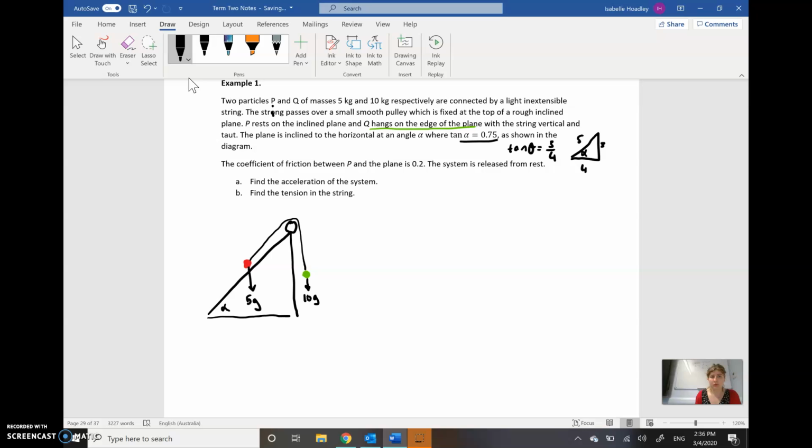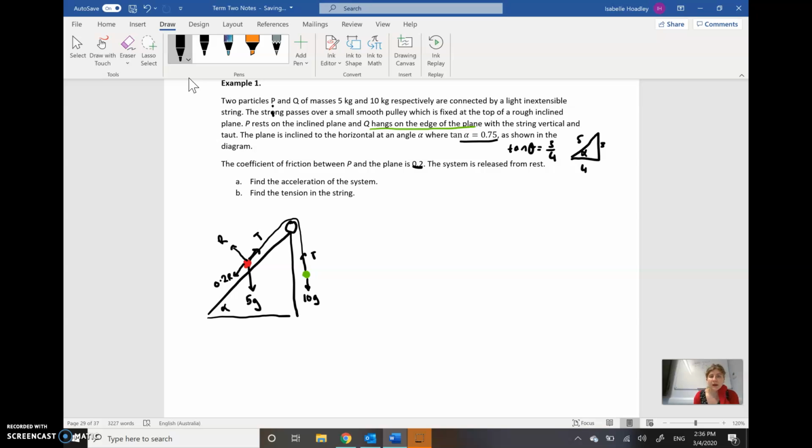So if you imagine this was released, that 10G force is going to pull downwards, which is going to pull the 5G up. So our friction is acting down the plane, 0.2 R. We also have R, which is perpendicular to the plane. And we also have T in the string, tension in the string acting upwards as well, and they are equal because it's the same string.